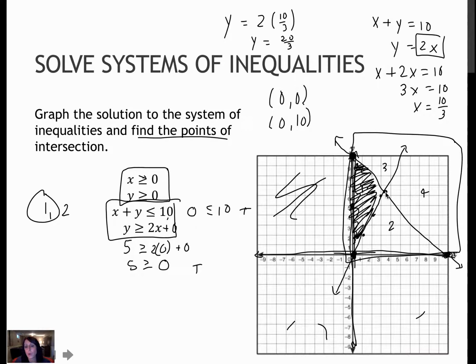So what are the coordinates of that point? 10/3, comma 20/3. These are my 3 corner points. We'll talk about why we use them later, but it's important to know how to find them.